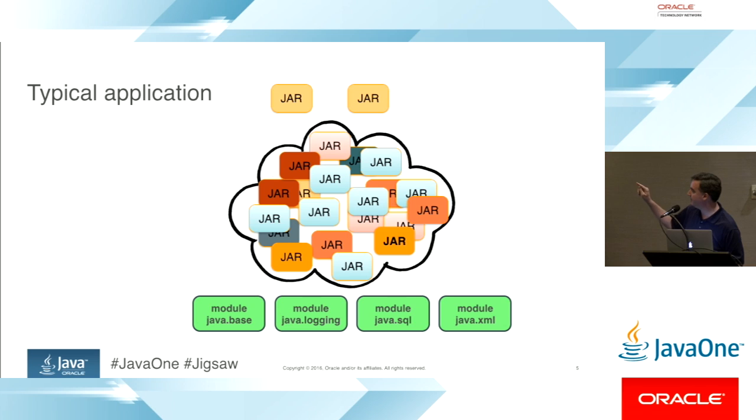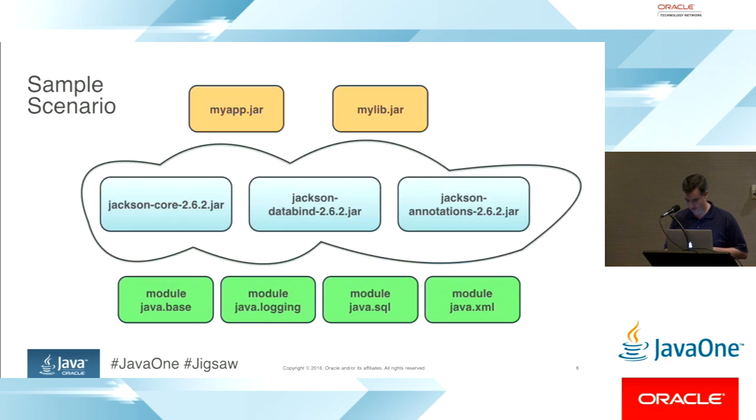Let's put some names on the jars at the top to get started. Let's assume that the main application is myapp.jar and it has some helper code in mylib.jar. And let's assume that the cloud of third-party jars, that filling in the sandwich, can be simplified to just Jackson, the JSON processing library. Jackson comes as 3 jars: core, databind, and annotations.